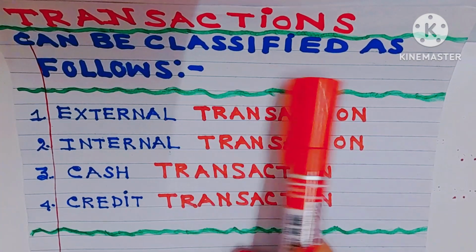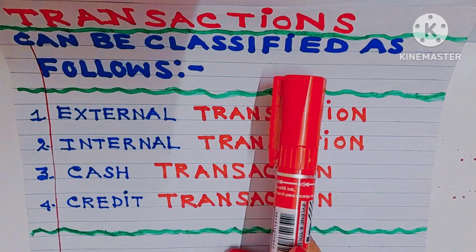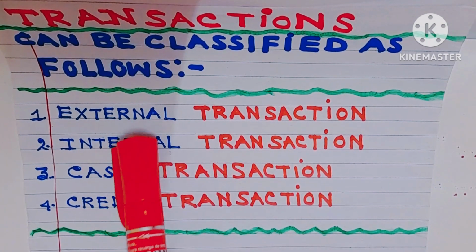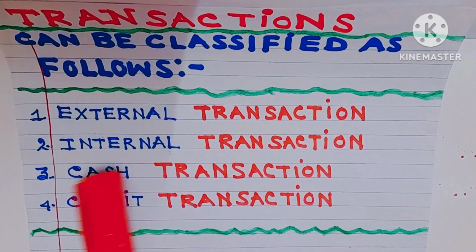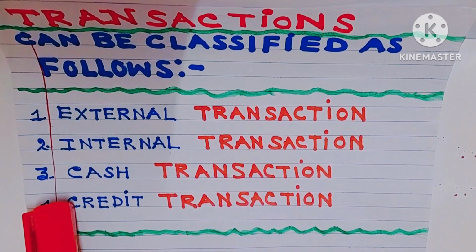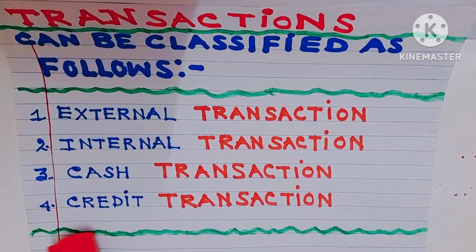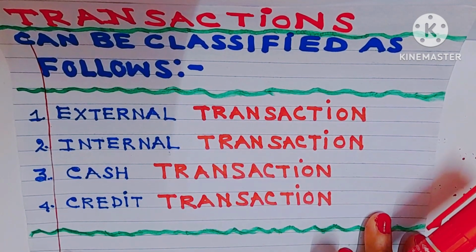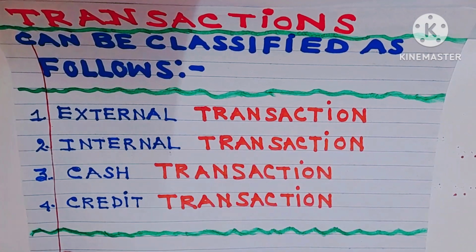So, how many transactions are there? Transactions can be classified as follows. Number 1, external transaction. Number 2, internal transaction. Number 3, cash transaction. Number 4, credit transaction. Now first, let me go through the external transaction.